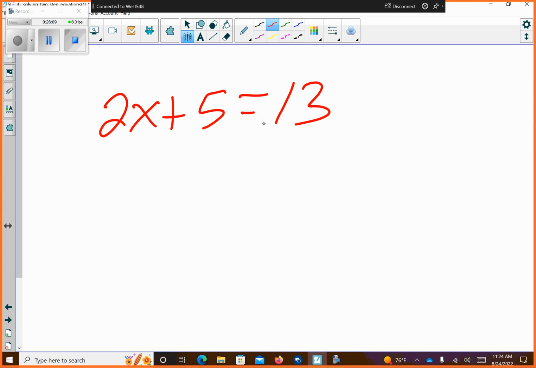Now I know some of you might say, I might be able to do that in my head. Like, if I go 2 times 1, that's 2. 2 plus 5 is 7. That's not 13, so it's not 1. Maybe if I plugged a 2 in for x, 2 times 2 is 4. 4 plus 5 is 9. That's not going to work. Maybe 3: 2 times 3 is 6, plus 5 is 11, so that doesn't quite work. Maybe if we tried 4, 2 times 4 is 8. 8 plus 5 is 13. Hey, so x must be 4.